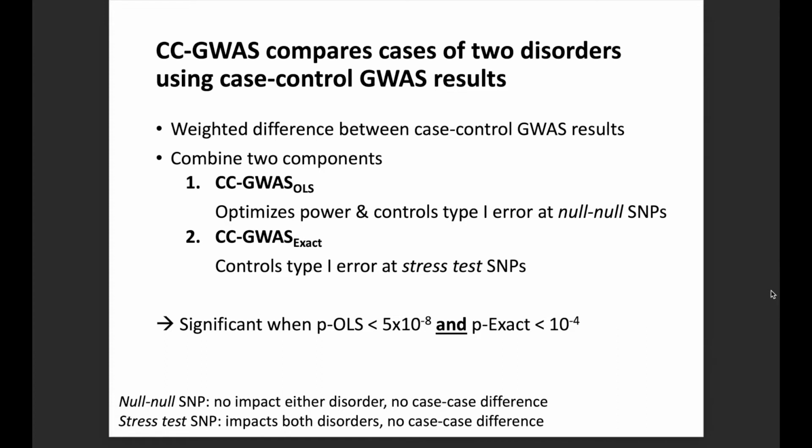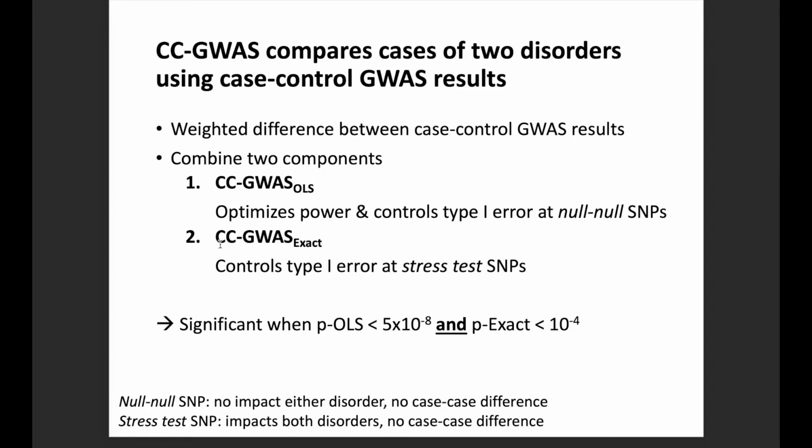And CC-GWAS works by taking a weighted difference of these case-control GWAS results. CC-GWAS combines two components which have a distinct function. The first component is what we refer to as the CC-GWAS OLS component, and this component optimizes the power and controls for type 1 error at null-null SNPs. With null-null SNPs, we refer to SNPs that have no impact on either disorder, so there is no case-case difference. If you're interested in any more details about the CC-GWAS OLS component, I refer to our paper.